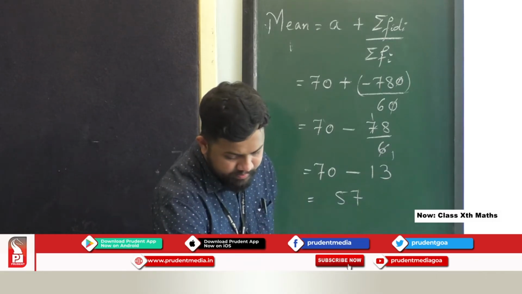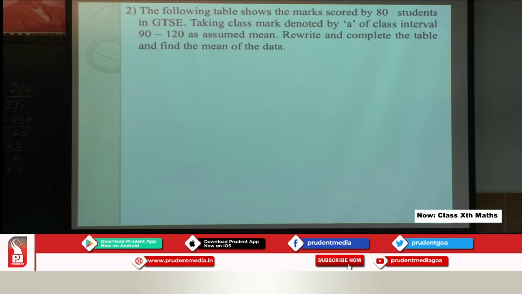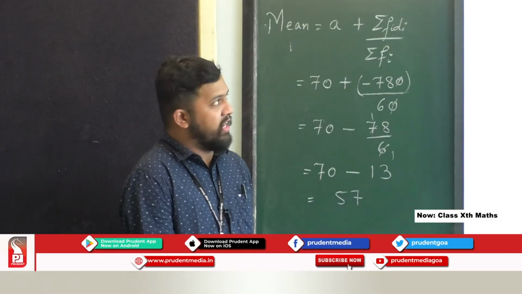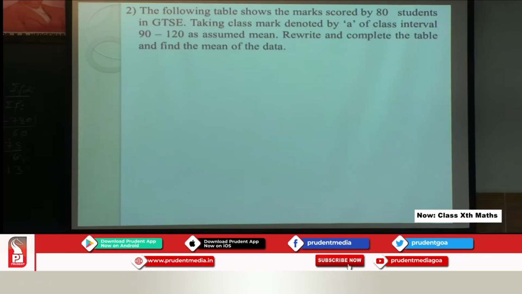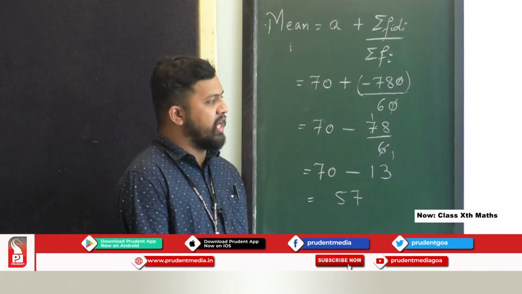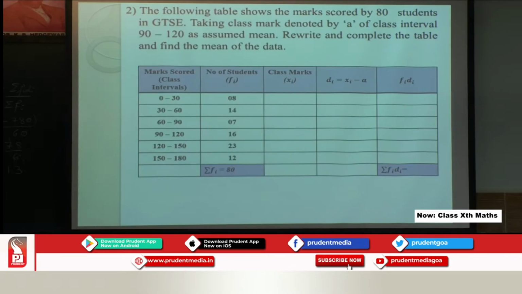Let's take the second problem. The second question is: the following table shows the marks scored by 80 students in GTSE, the Goa Talent Search Examination, taking the class mark denoted by A of the class interval 90 to 120 as the assumed mean. Rewrite and complete the table and find the mean of the data. The table will be provided to you. We should write this table back on our paper and do the calculations. There are 3 columns you have to fill up. So let's fill up the first column.